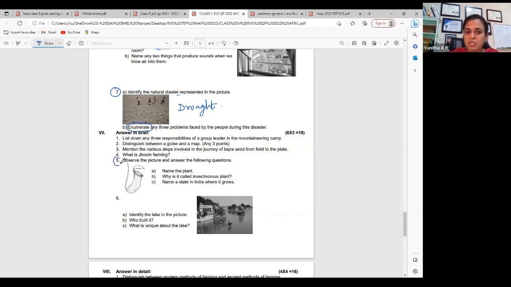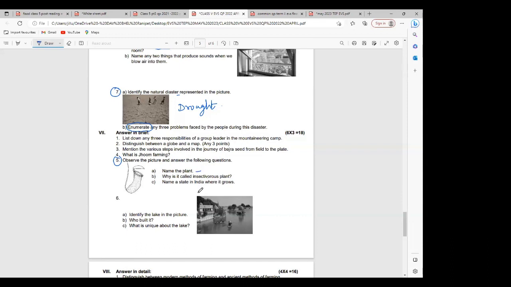Then here, again, a picture-based question. Whenever you give a picture-based question, please give them a proper instruction on the top: observe the picture. It is not look at the picture. Looking is different. Observing is different. So observe the picture and answer the questions that follow, or answer the following questions. So name the plant.